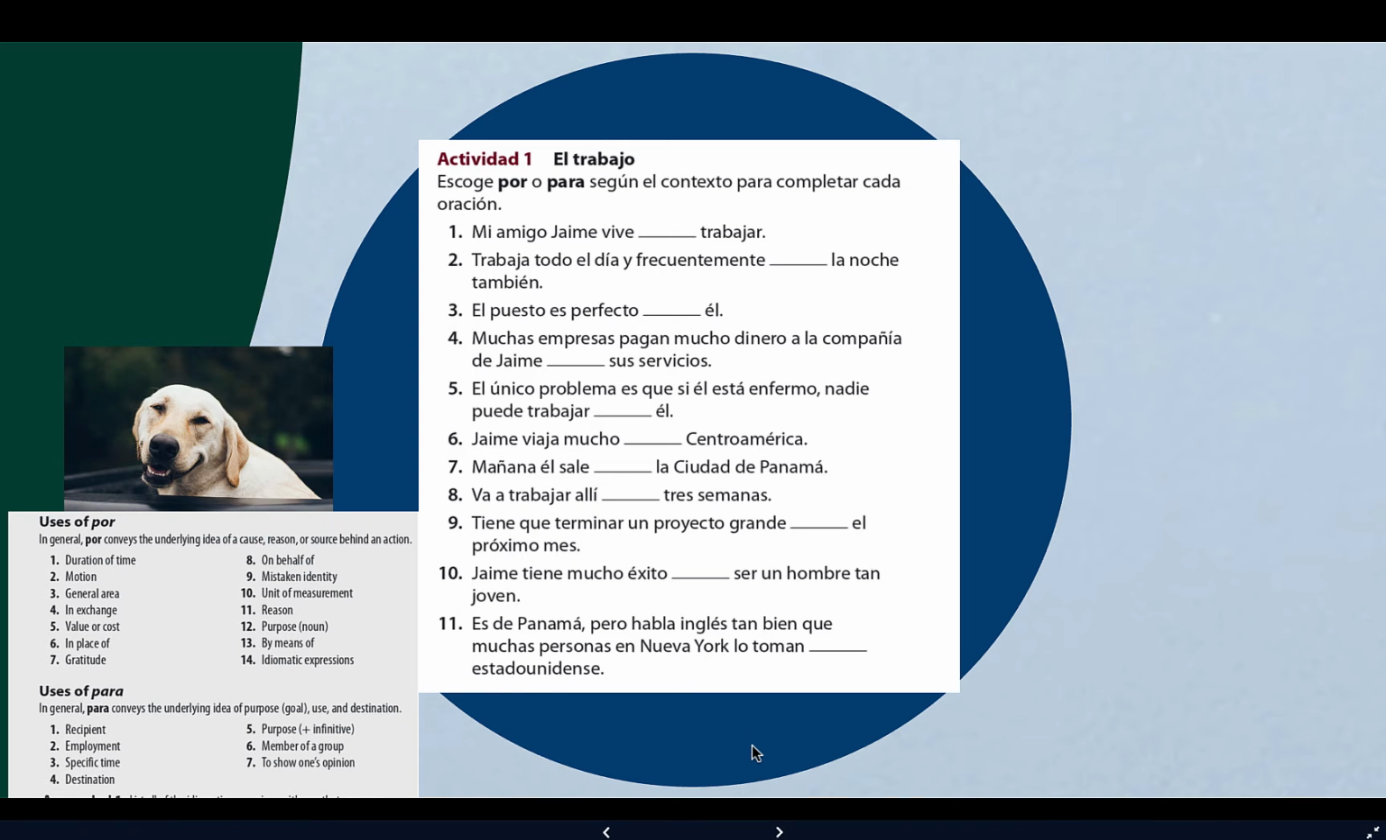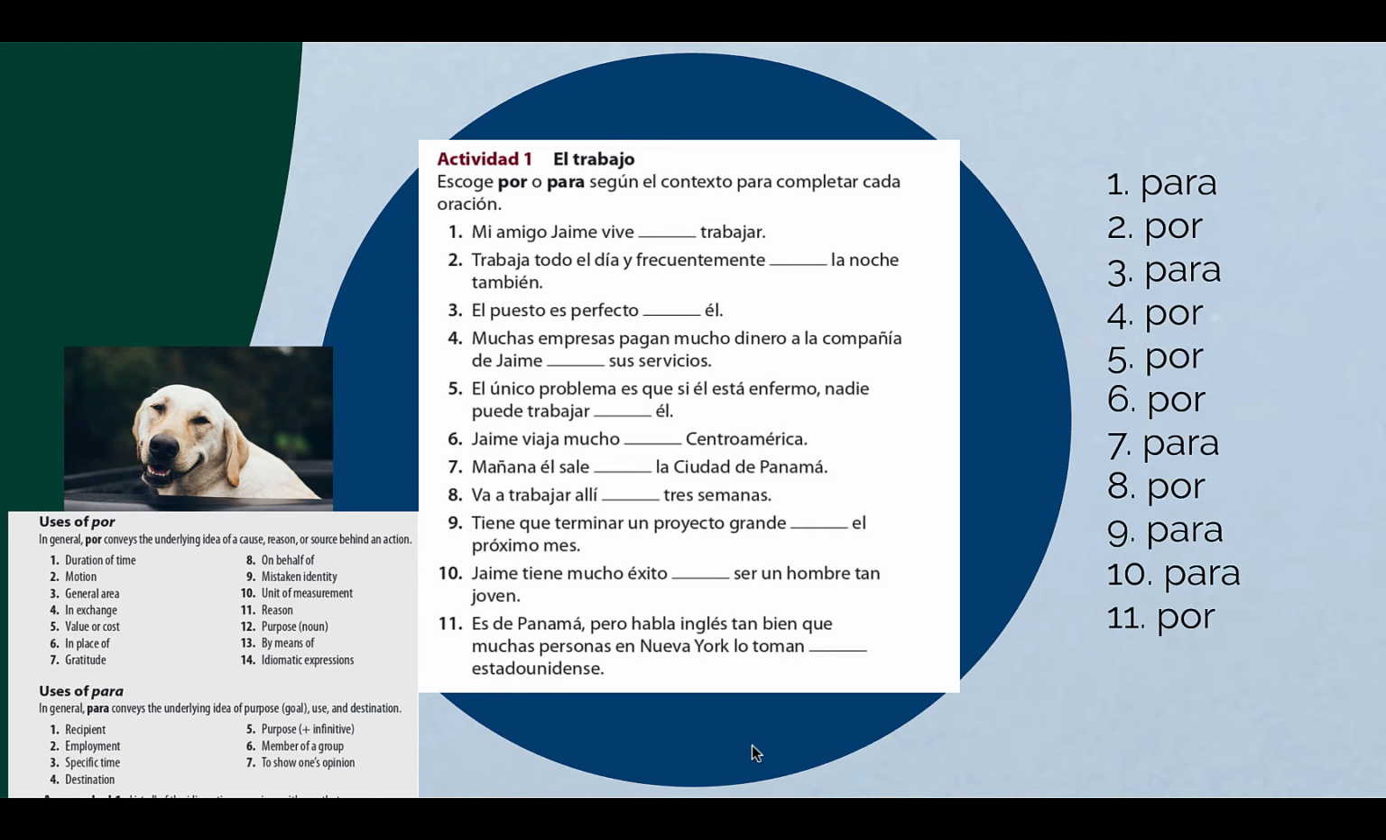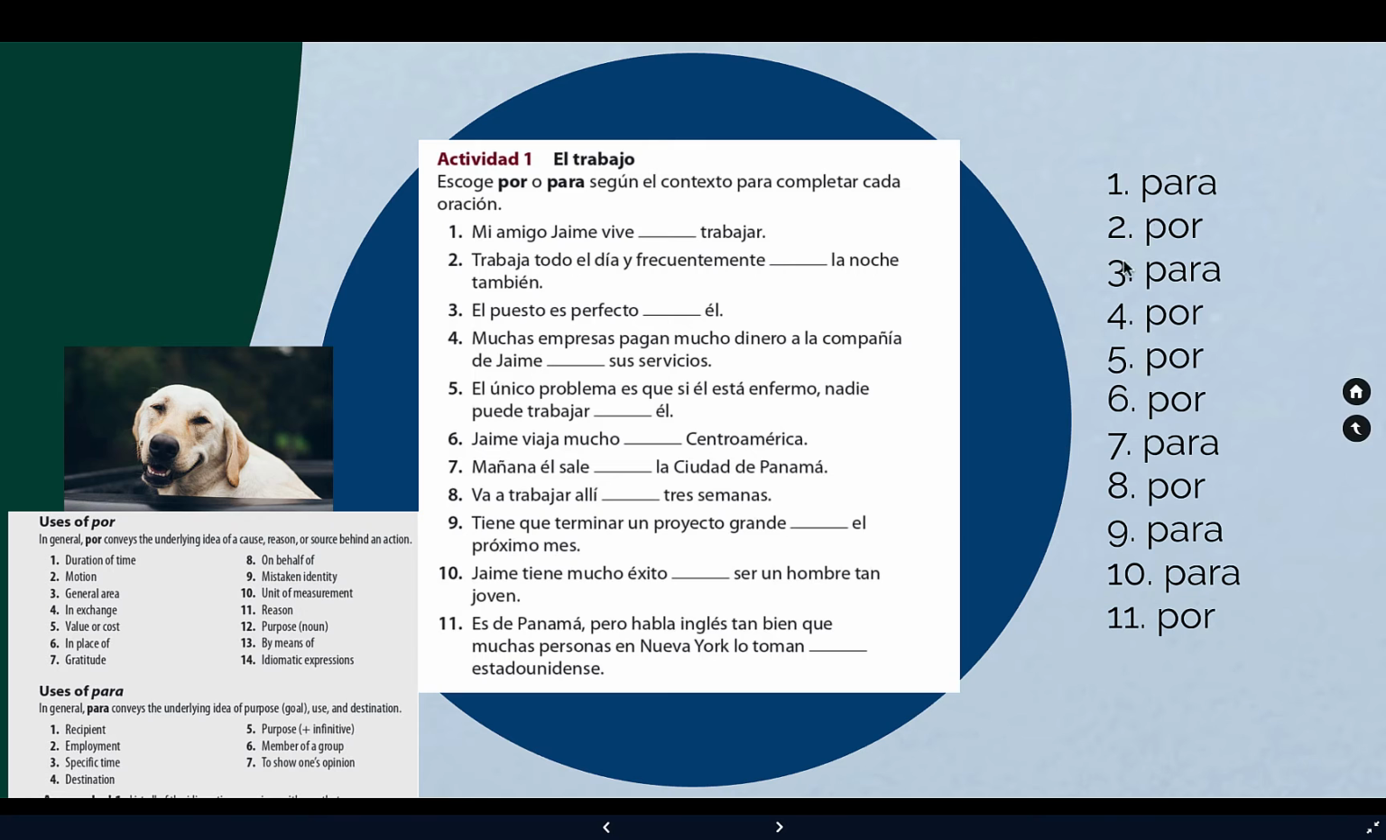¿Listos? Okay, aquí están las respuestas. How did you do? If you feel like you still need more practice, go ahead and go over the other lessons for por and para.